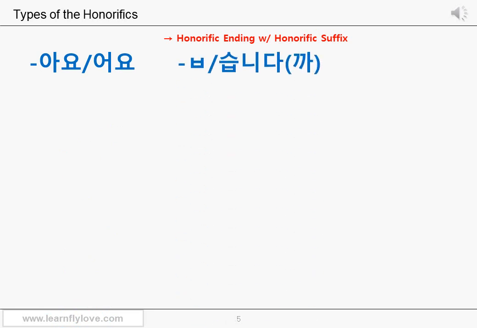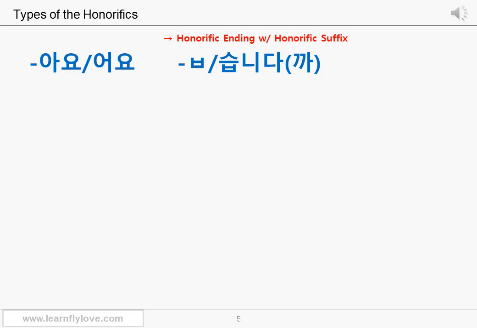Now let's talk about Korean honorifics again. What did you learn about Korean honorifics so far? There was honorific final endings such as 아요, 어요 with the honorific suffix 요 and 읍니다, 씁니다, 씁니까 with the formal honorific suffix 니다 and 니까.